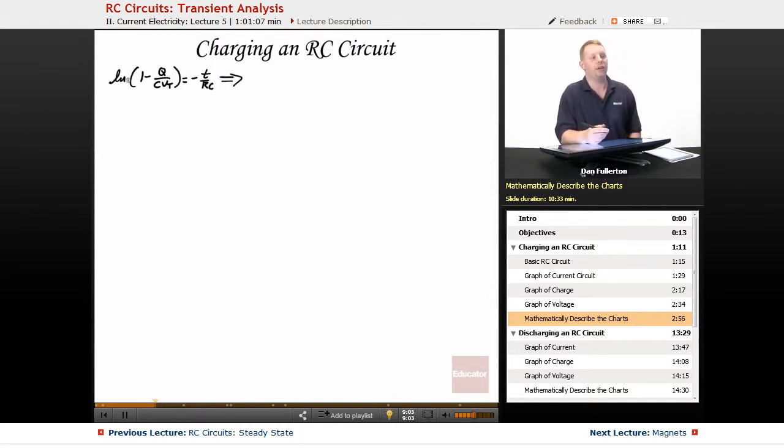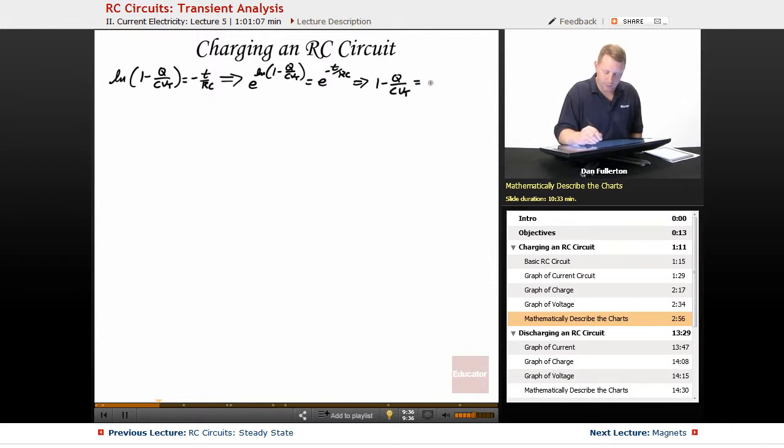This log is troubling. How do we get rid of a log? We take e and raise it to that power. So e to the log of 1 minus q over CVT is what we're going to do. Raise both sides to that. So e to the log of 1 minus q over CVT must be equal to e to the minus t over RC, doing the same thing on both sides to maintain that equality. e to the log of something is just that something. So our left-hand side gets a little simpler. We have 1 minus q over CVT equals, right-hand side, e to the minus t over RC.